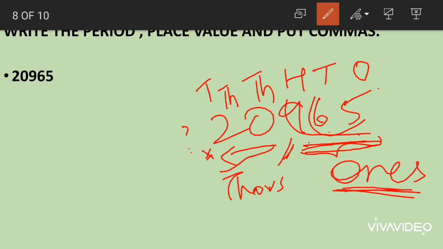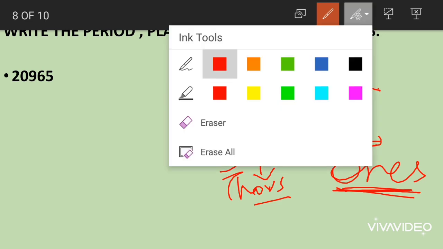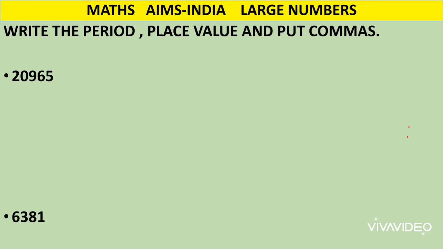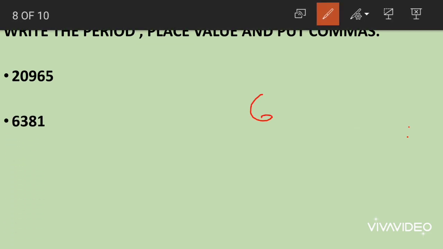Clear children? Ones period has 3 place values: ones, tens and hundreds. Thousands period has 2 place values: thousands and 10,000s. And how do we read this number? 20 means 20, which is in thousands period, so we read it as 20,965. Clear children? The next question is 6381.